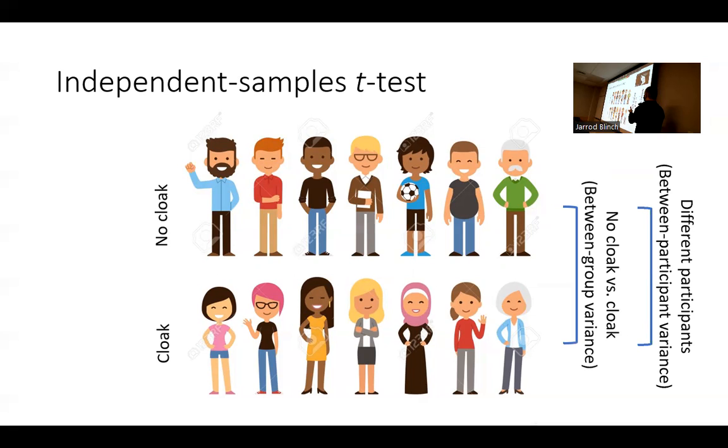So you can think of independent samples as having these two types of variability. The desired variability designed by the experiment by giving one group cloaks, not giving the other group cloaks. And then also this variability because these are different people in these two groups. So you can probably see where this is going.